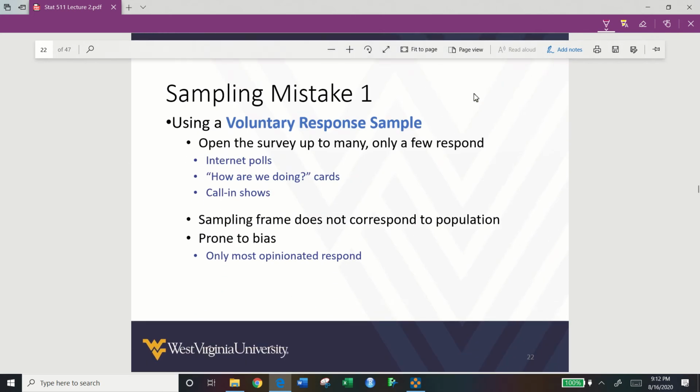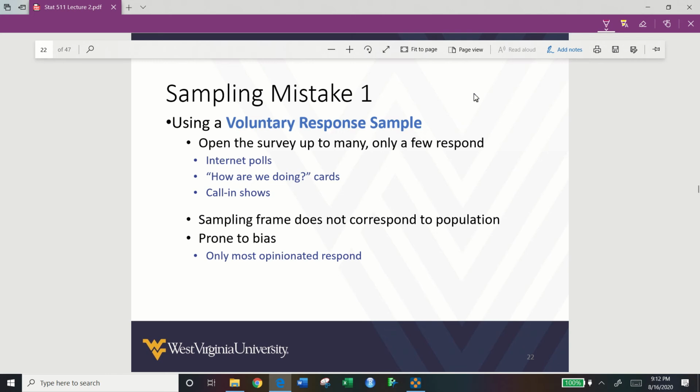Now, unfortunately, with all these sampling techniques, some are better than others, and some we just have to make the best of what is feasible, but there are some known sampling mistakes we want to avoid. One is using a voluntary response sample. Why is this a problem? Well, this means that you open up the survey to many, but only a very few people would respond. Some examples of this would be internet polls, how-are-we-doing cards, and radio call-in shows.